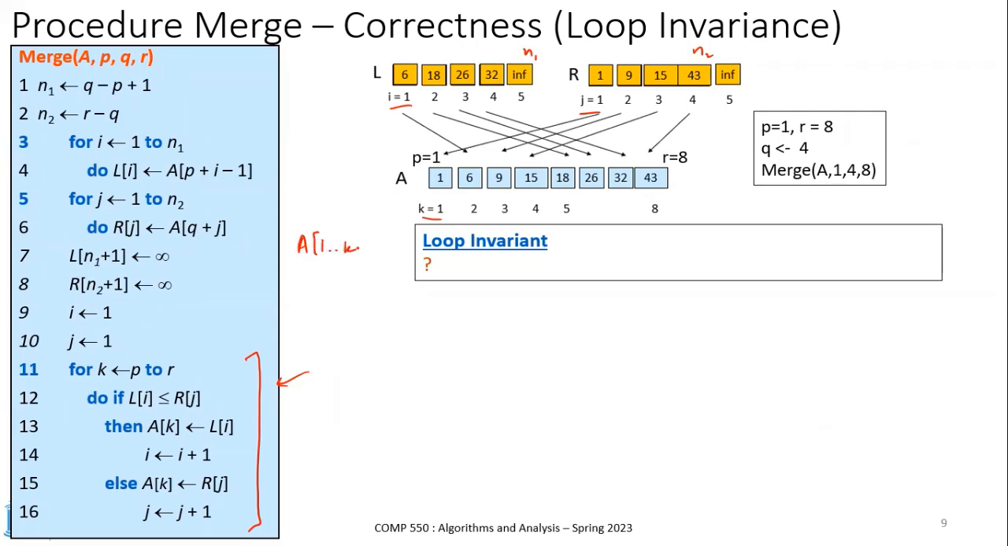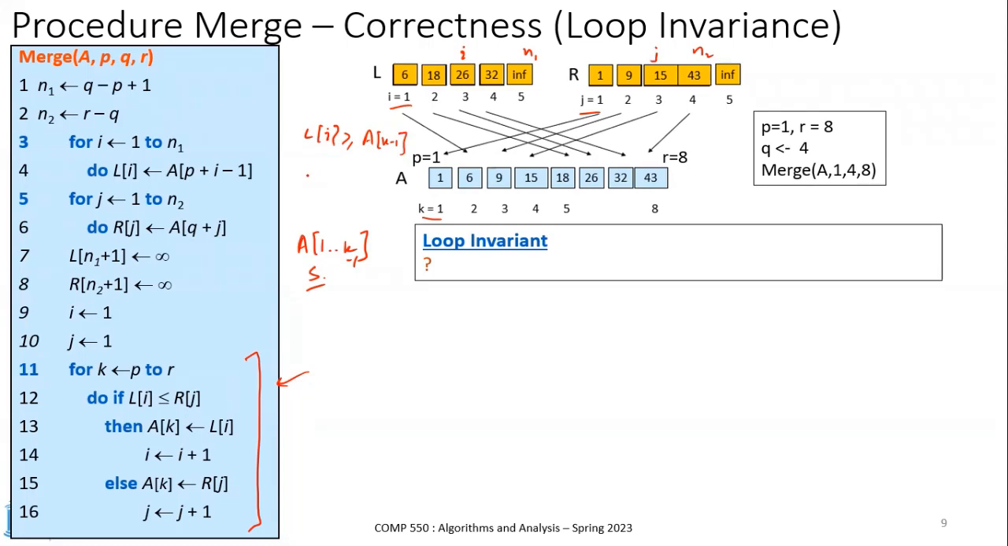A[1..K] is sorted. Just keep going. So K minus 1. Let's say I and J are somewhere in the middle, and what you're saying is that L[i] is greater than or equal to what? A at K minus 1. And similarly for L[j].